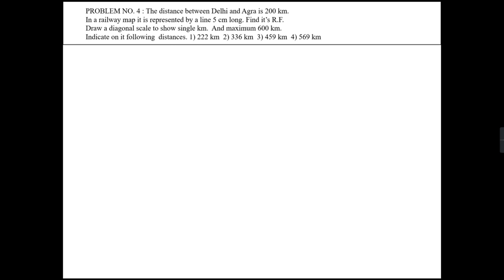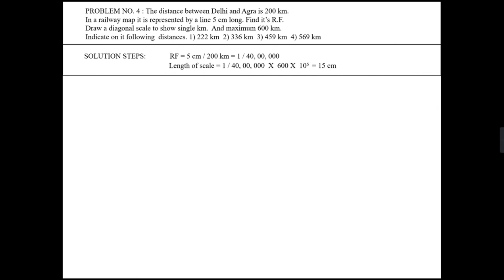Then indicate on it the following distances. First one is 222 kilometers. Second one is 336 kilometers. Third one is 459, 569 kilometers. For constructing a diagonal scale, first we have to find the RF. So the RF is nothing but the 5 centimeter divided by 200 kilometer. It is coming out to be 1 by 40 lakhs.